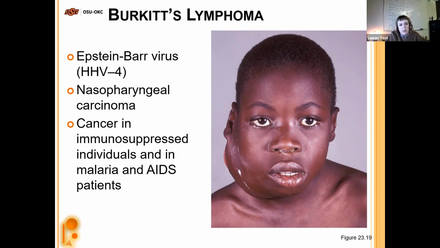So this is also known as human herpes virus 4. Burkitt's lymphoma is a nasopharyngeal carcinoma. So up anywhere from the neck up into like the sinus area.